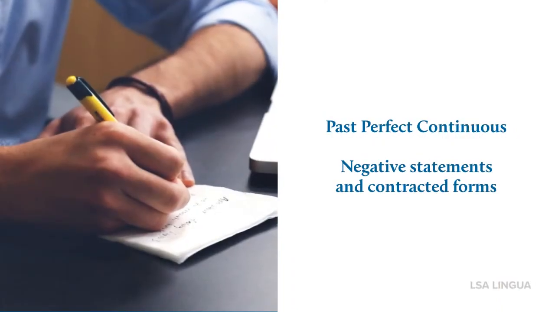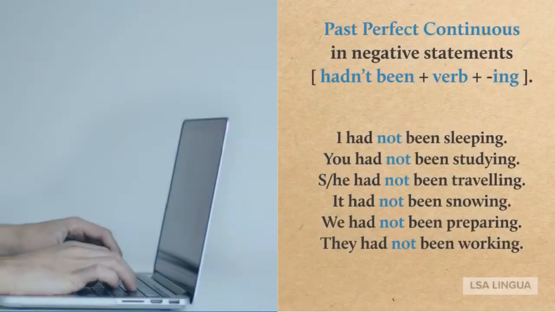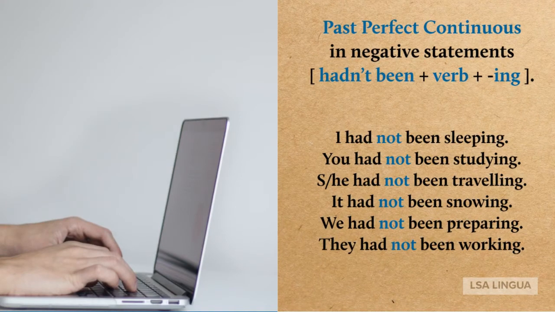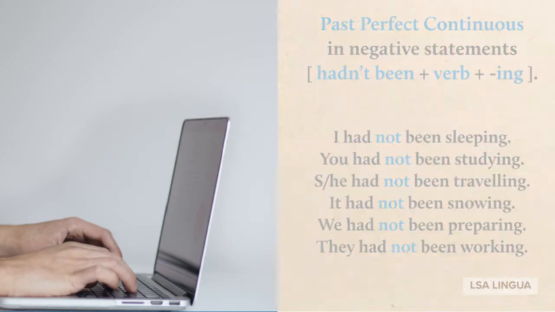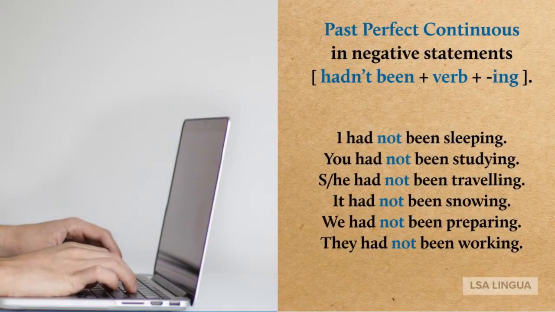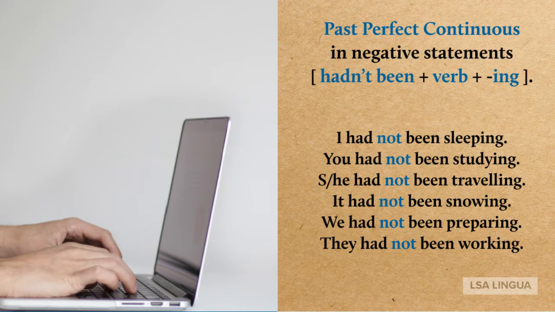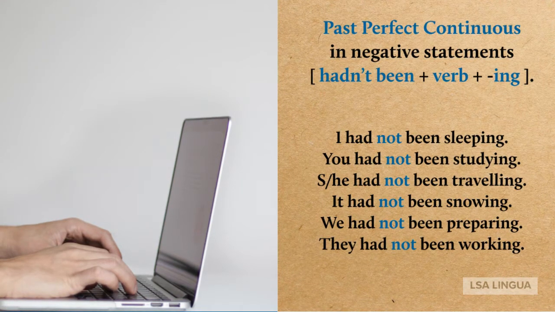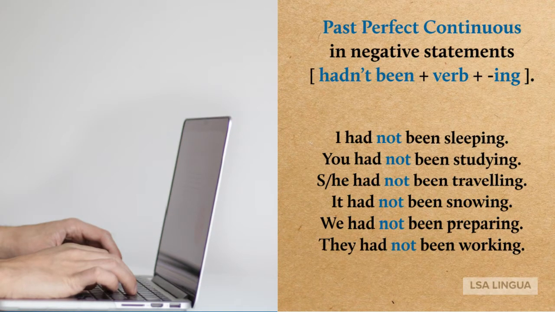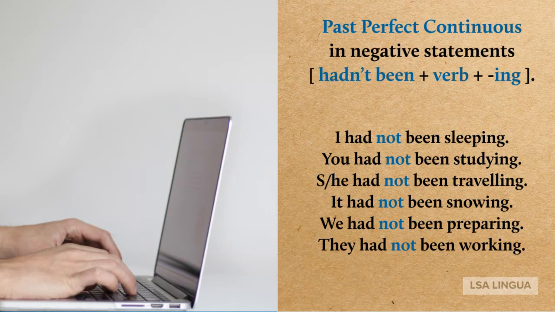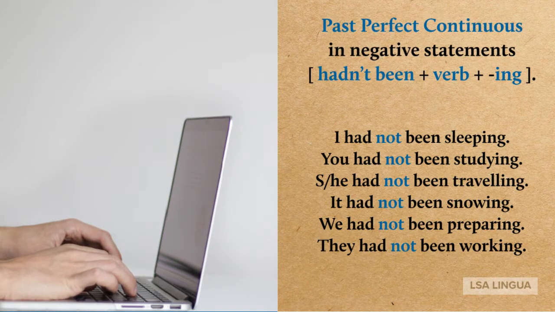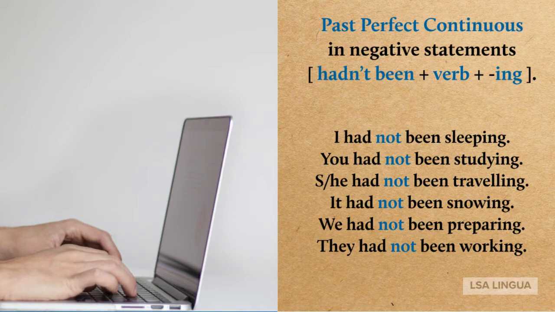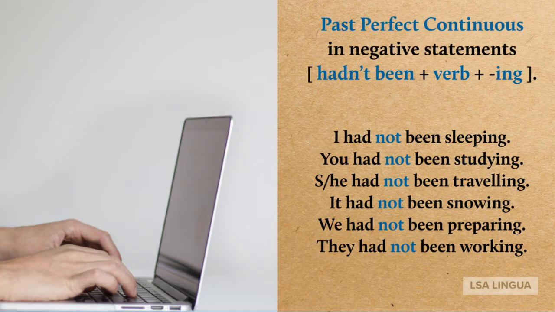Negative statements. Please note that had not been is contracted in this way, hadn't been. I had not been sleeping. I hadn't been sleeping. You had not been studying. You hadn't been studying. She had not been traveling. She hadn't been traveling. It had not been snowing. It hadn't been snowing. We had not been preparing. We hadn't been preparing. They had not been working. They hadn't been working.